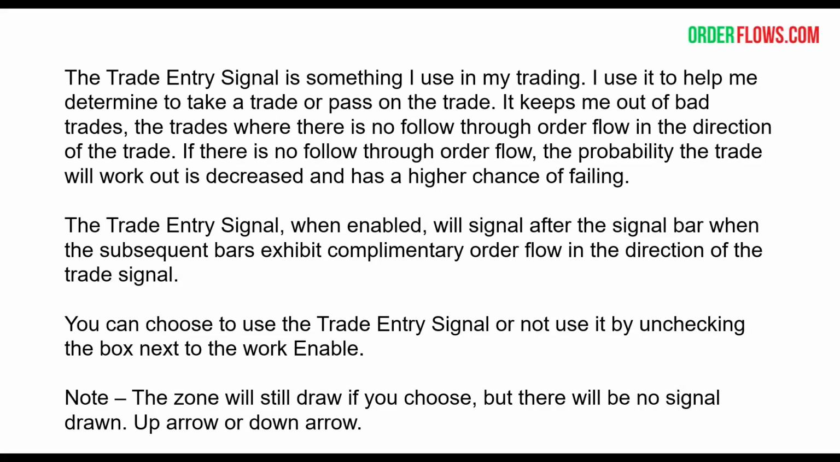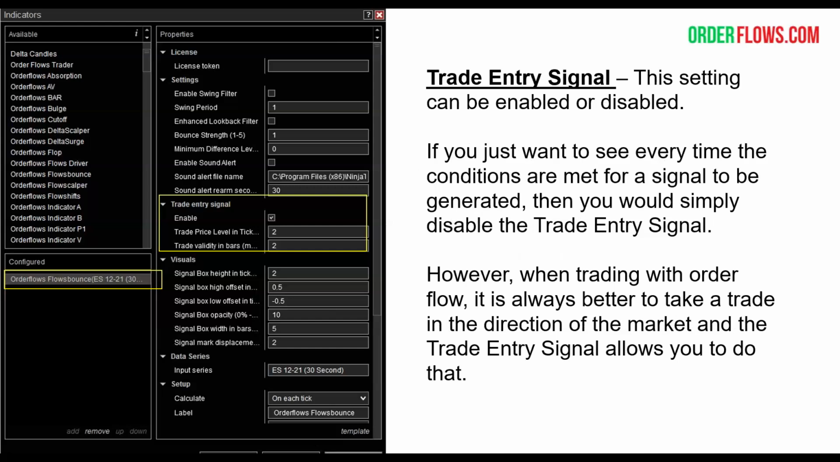So the trade entry signal, when enabled, will signal after the signal bar when the subsequent bars exhibit the complementary order flow in the direction of the trade signal. So you could choose to use a trade entry signal or not by unchecking the box next to it. Now the zone is still going to draw out. I'm going to talk about the zones a little bit later, but let's just jump into it here. You can enable or disable the trade entry signal by checking this box here.